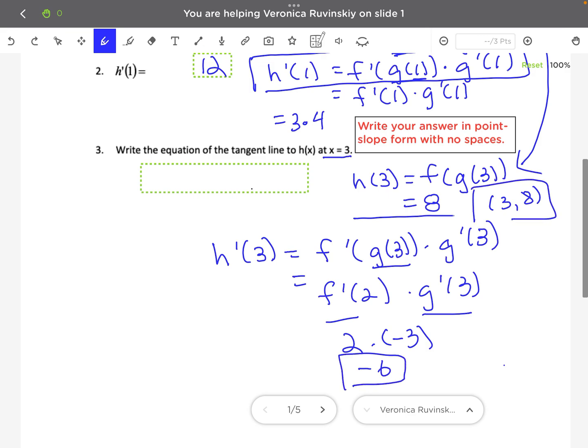So there's my point, there's my slope. So my equation is y minus 8 equals negative 6 times x minus 3, in point-slope form.